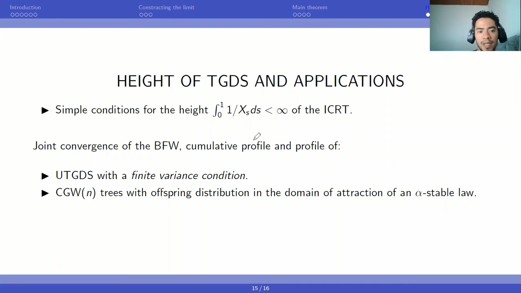Also, as an application of our theorem, we obtained the joint convergence of the breadth-first walk, the cumulative profile, and the profile of uniform trees with a given degree sequence, having something like a finite variance condition, and also for conditioned Galton-Watson trees, with offspring distribution in the domain of attraction of an alpha-stable law.